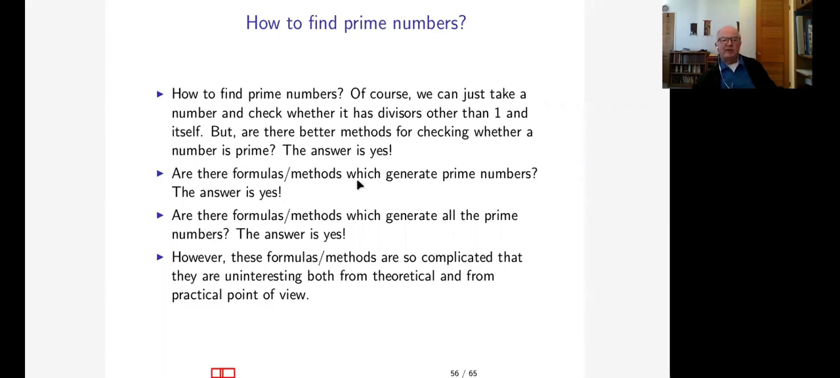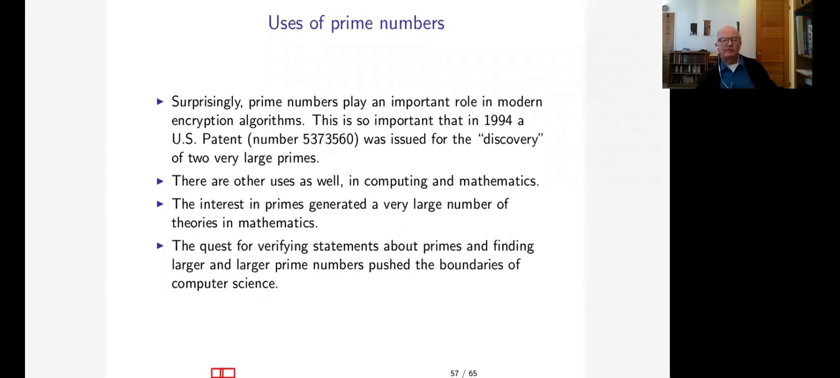And now, are there formulas or methods where you say, if I follow these steps, the number I get is prime? And surprisingly, the answer is yes. And the next question is, are there formulas or methods which would generate all the prime numbers? So you say, if I follow this step by step, I get prime after prime after prime, and you get all the prime numbers. And again, the answer is yes. But these are all so complicated that they are uninteresting, both from a theoretical and from a practical point of view.